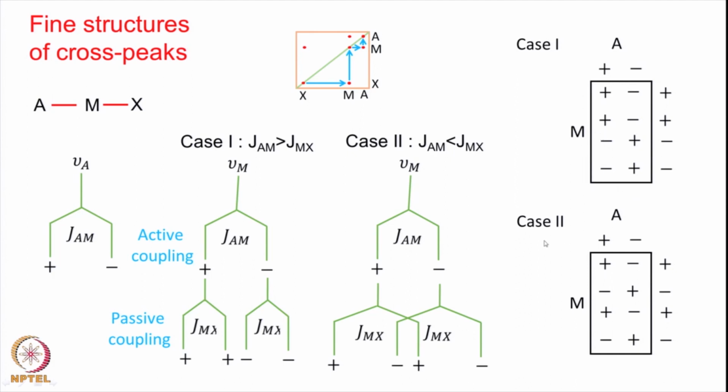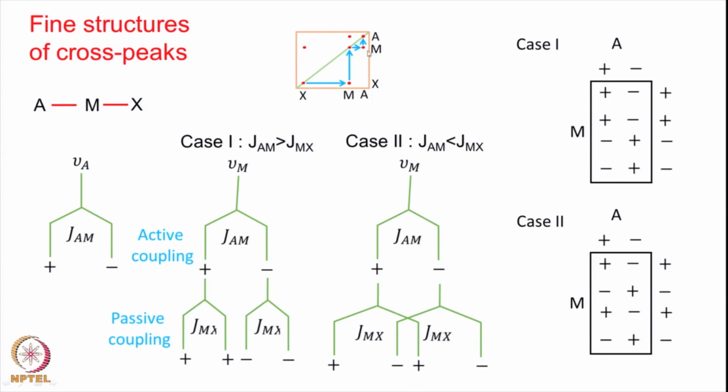In case 2, I will have here plus minus as before, and you will have here plus minus plus minus. Therefore if I now take the product, I will get plus minus here, minus plus here, plus minus here, and minus plus here. Notice therefore there is a difference in the internal fine structure of the cross peaks depending upon the relative magnitudes of the coupling constants.